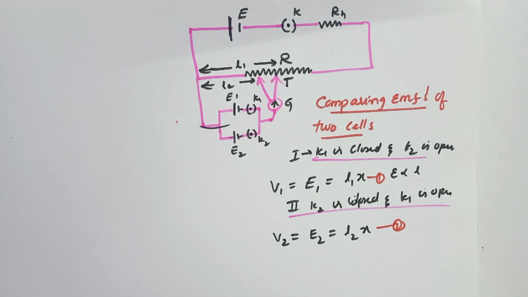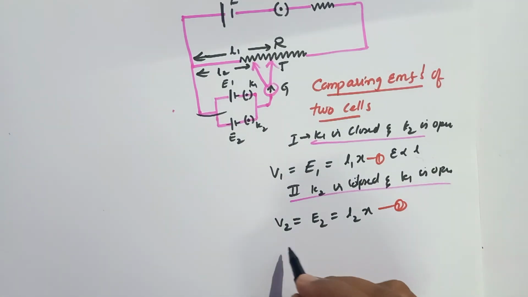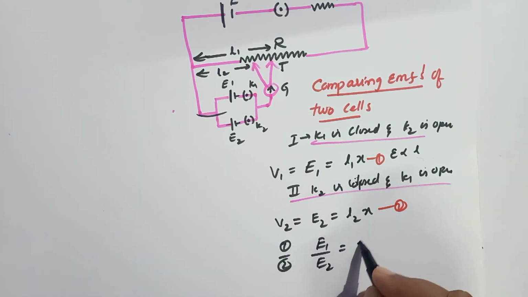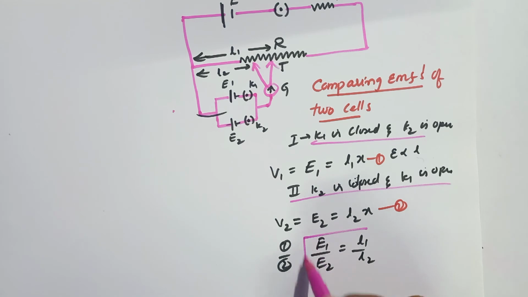So what are you going to do now? In this case, you will be doing 1 by 2. Then E1 by E2 is going to be L1 by L2. So finally you got the required equation. By seeing this required equation, you will understand one thing.